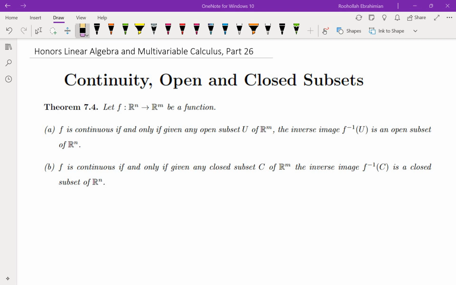Hello, in this video we're going to go over a very interesting relation between the open sets of Rn and continuity and also closed sets of Rn. Okay, so here is the main theorem. We'll prove this one and then we'll do a couple of examples.